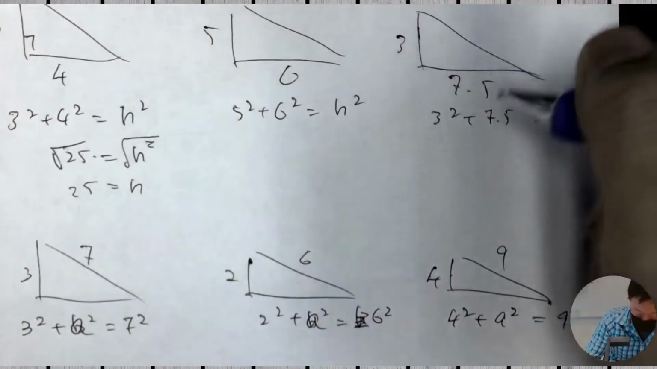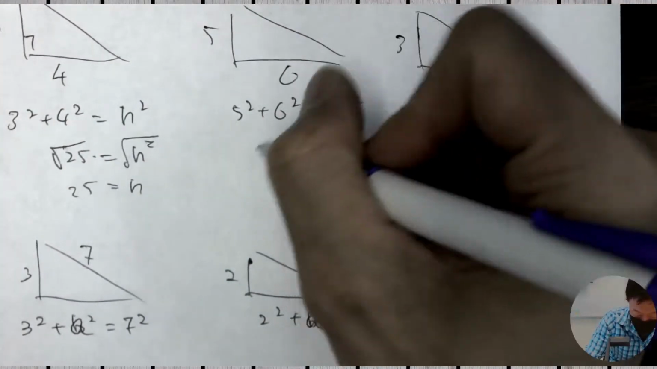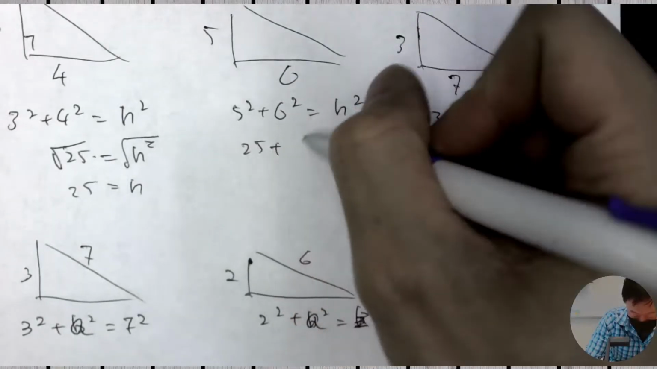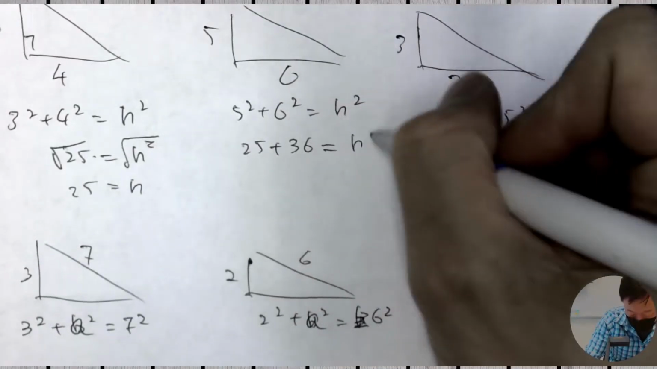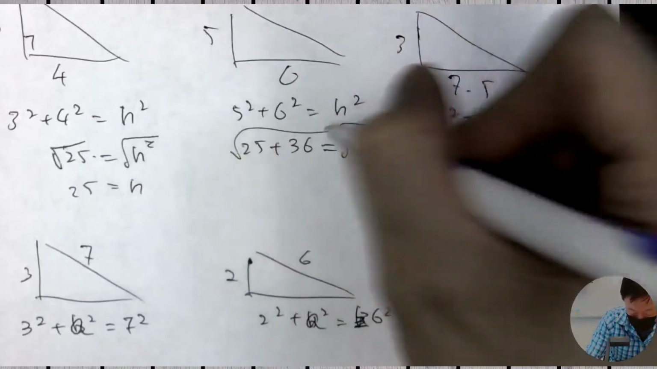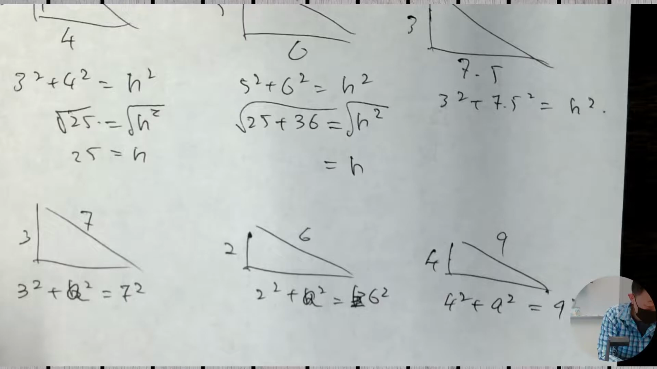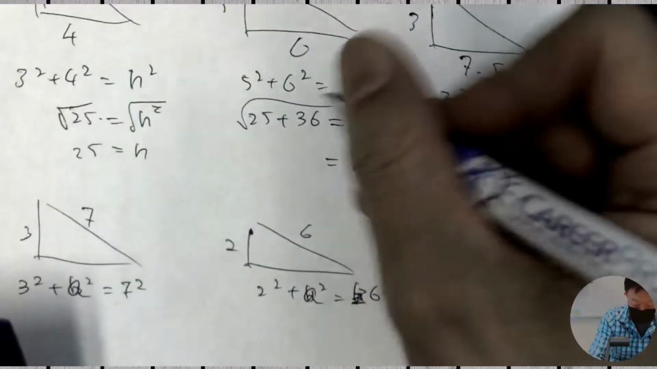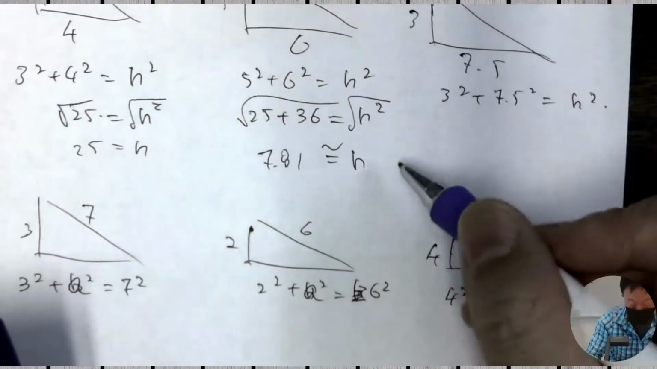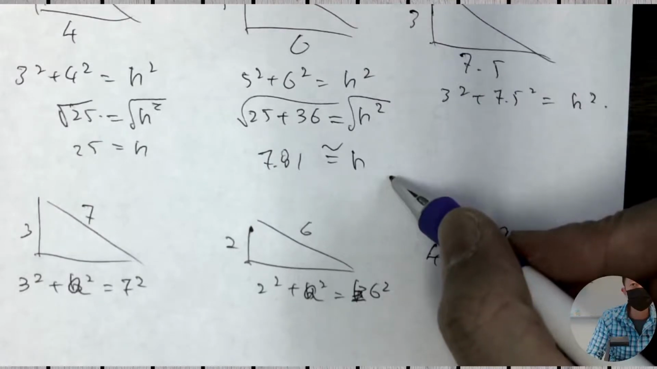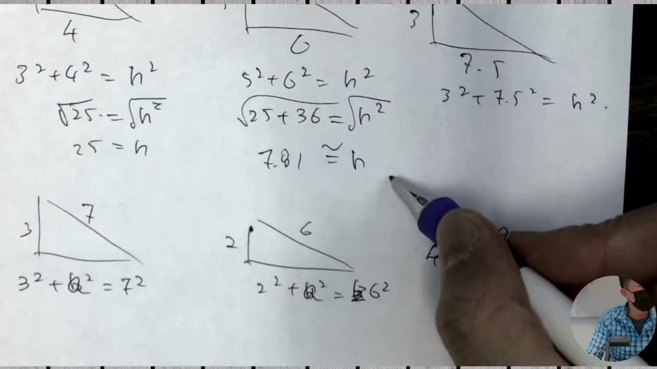Over here, again, we are dealing with nice whole numbers. I got 25 plus 36 equal to h squared. Then I'll square root both sides. H would be what? 25 plus 36, 61, and now square root my answer. You should learn how to use that answer key there. It will be approximately 7.81. Raise your hand if you got this one right? And I don't see other hands.